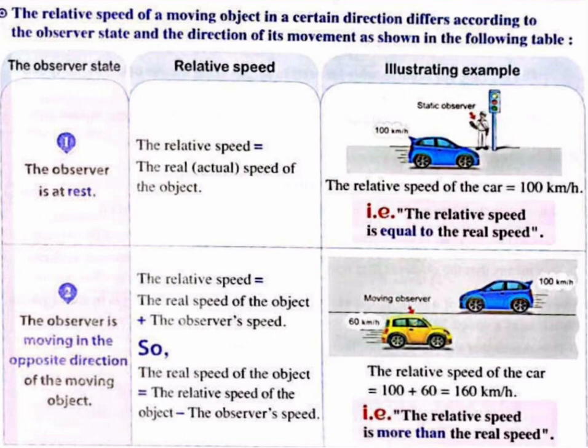Relative speed, here it's in Arabic, it means السرعة النسبية. Since I said relative, there is someone else, the observer, to whom I relate the speed I am measuring. The relative speed, if the observer is at rest, equals the real or actual speed of the object. Okay, but if I have the observer moving in the opposite direction, at that time we add the two.